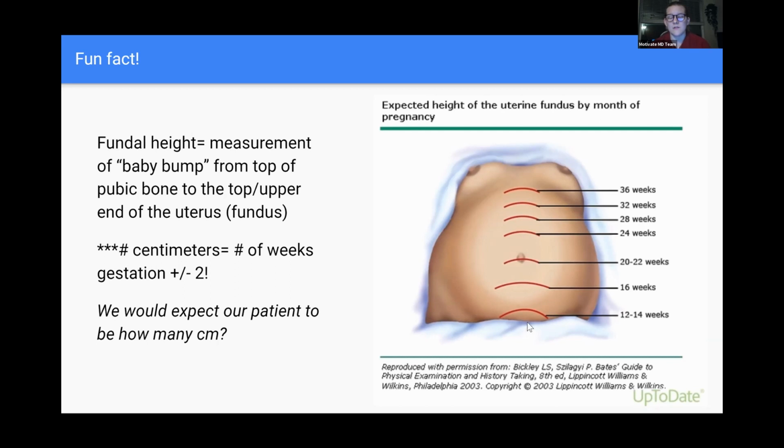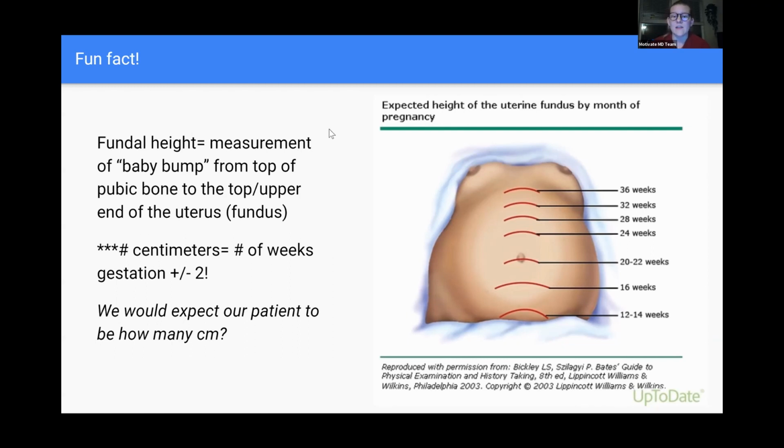uterus. So these markings are kind of indicative of approximately where the baby would be depending on how many weeks pregnant you are. So with our patient being 35 weeks, we would expect her to have a fundal height of 35 centimeters, plus or minus 2 centimeters, depending on how big or small the baby is. So the fact that she's 31 centimeters means that she is actually smaller for her gestational age compared to what we would expect, because at 35 weeks, we would expect it to be 33 to 37 centimeters.